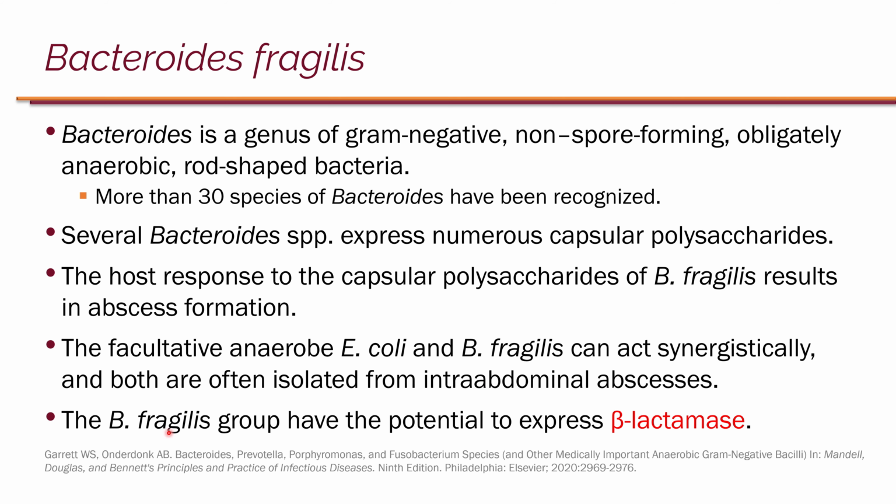And B. fragilis essentially can express beta-lactamases, and these beta-lactamases are essentially penicillinases, so not necessarily cephalosporinases. So their mechanism of resistance to cephalosporins is a bit different. But for penicillins, essentially any penicillin that's active against B. fragilis should have a beta-lactamase inhibitor on board.